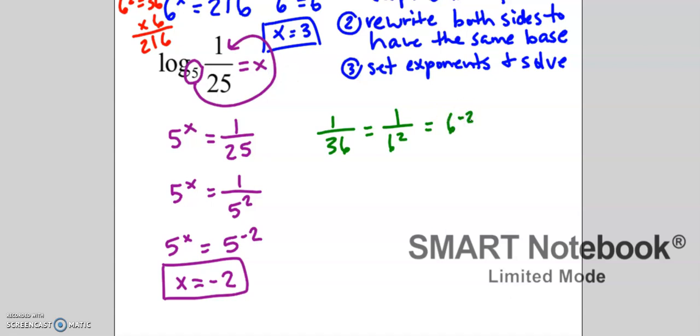And it doesn't always have to be squared, so let's do something cubed. 8 is 2 cubed. And so if I had 1 over 2 cubed and I was trying to rewrite it, I could rewrite it as 2 to the negative 3. So just keep that in mind. We're going to do one more problem like that on the next screen.